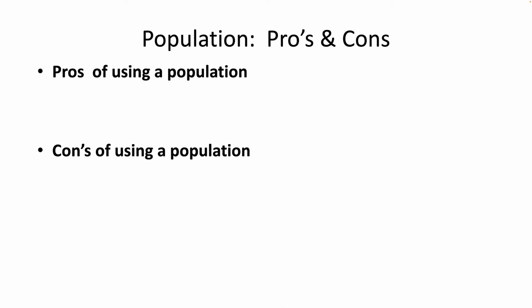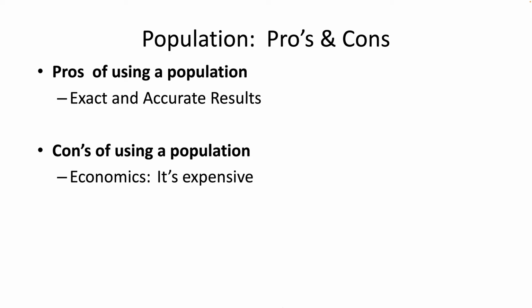Let's take a look at some pros and cons of using a population. Pro is definitely that it's exact and accurate. Utilizing your population will yield some of the more accurate results. However, there is a downside of using the population. The economics. It's expensive to access your entire population. Every 10 years, the U.S. does a census where they try to access the entire population of people living in the United States. It takes the U.S. government a lot of money to try and estimate the entire size of the population.